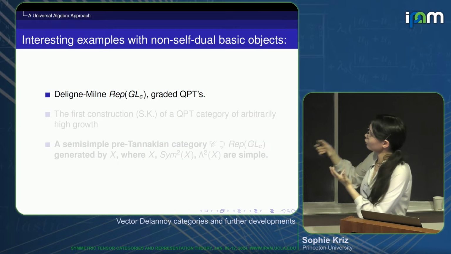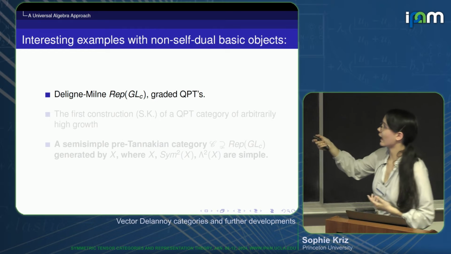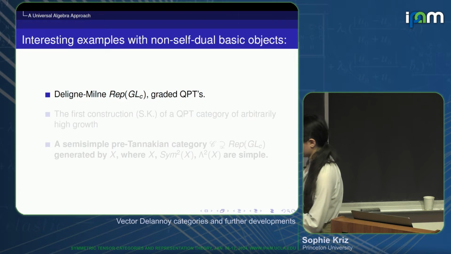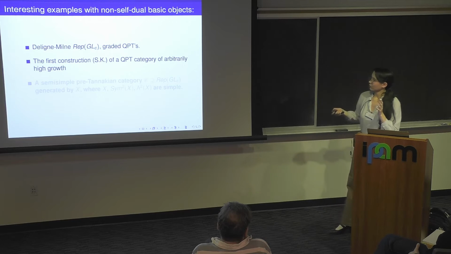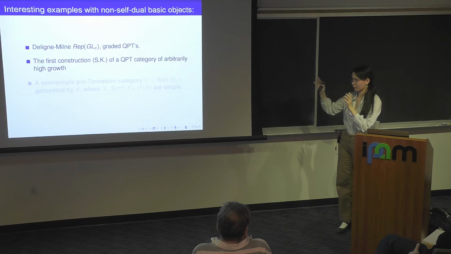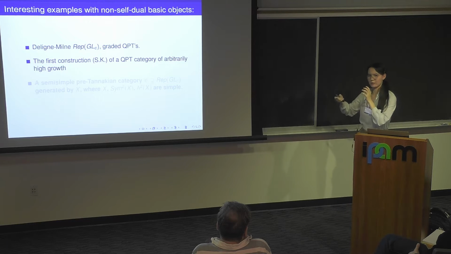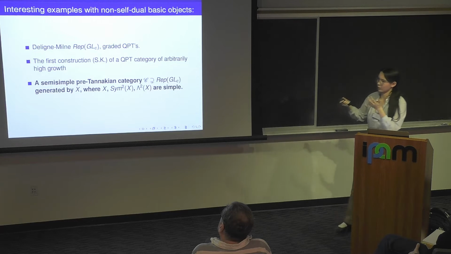So this is useful because a lot of the interesting examples of these categories which we want to look at will have non-self-dual basic objects. So for example, this original category rep of GLC doesn't have any morphisms between different tensor powers of X. So this T-algebra formalism can be used, for example, to construct some categories of arbitrarily high growth, but there the key issue is that these will be only additive categories and cannot be made abelian. So I don't know how interesting these are, so I won't be talking about them for this talk.